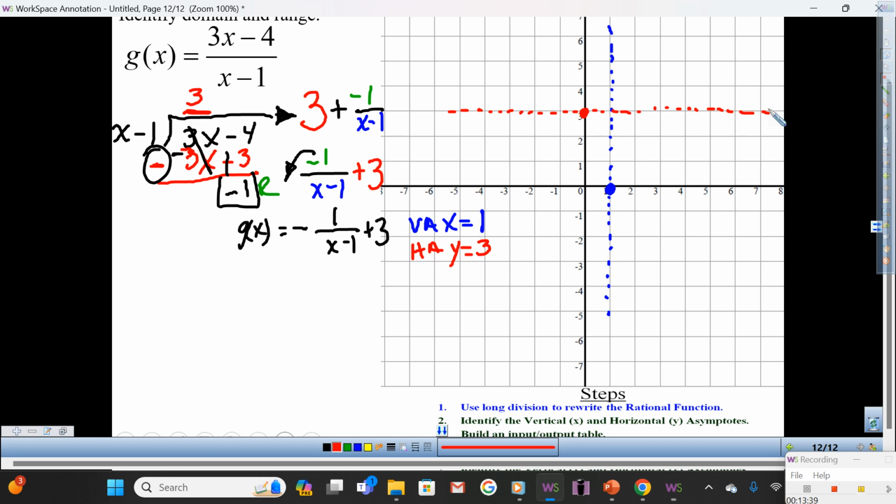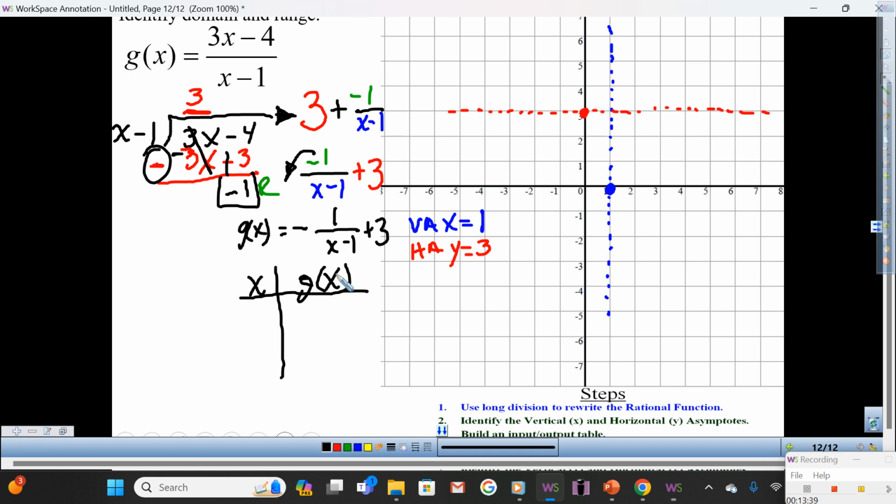To make the graphing portion a lot faster tonight with the home plate, I'm only going to ask you to do 2 values in our table. So here it goes. Look up. I'm going to write x, g of x.